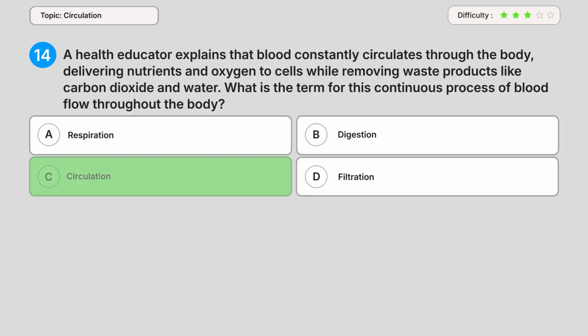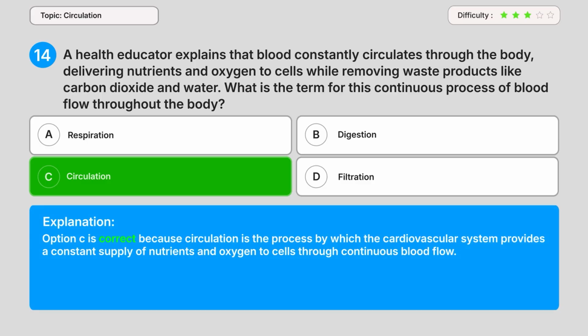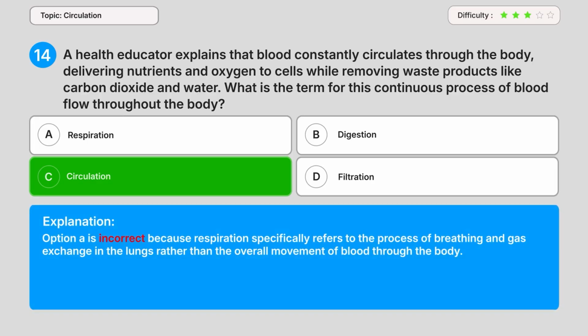Correct answer, C. Circulation. Explanation: option C is correct because circulation is the process by which the cardiovascular system provides a constant supply of nutrients and oxygen to cells through continuous blood flow. Option A is incorrect because respiration specifically refers to the process of breathing and gas exchange in the lungs rather than the overall movement of blood through the body.